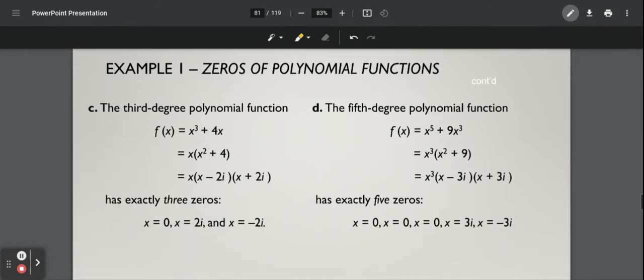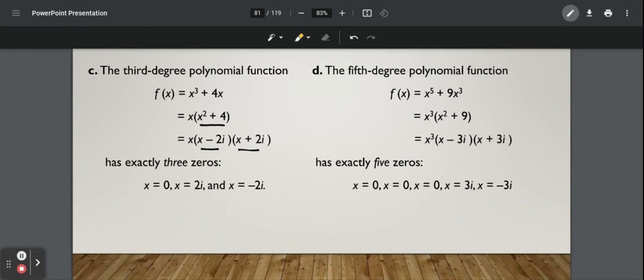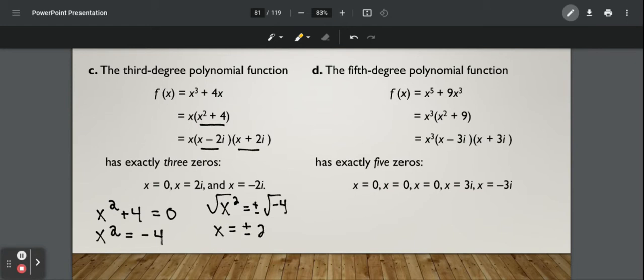So we have a third degree polynomial in part C, and here if you factor out the x, you're left with x squared plus 4. And x squared plus 4 actually factors into x minus 2i and x plus 2i. If you don't know that off the top of your head, what we can do is set x squared plus 4 equal to 0. Solving for x, we would have x squared equals negative 4. If we took the square root of both sides, we would get plus or minus the square root of negative 4. So that's where x would equal plus or minus 2i.